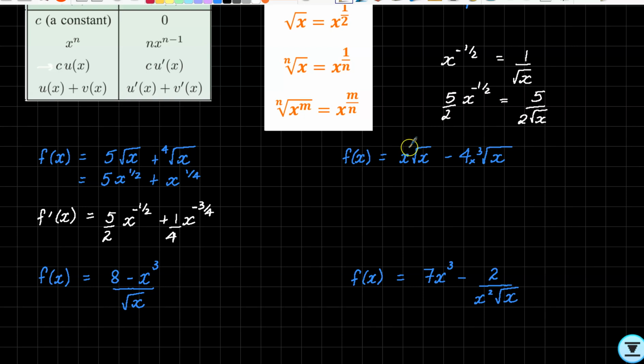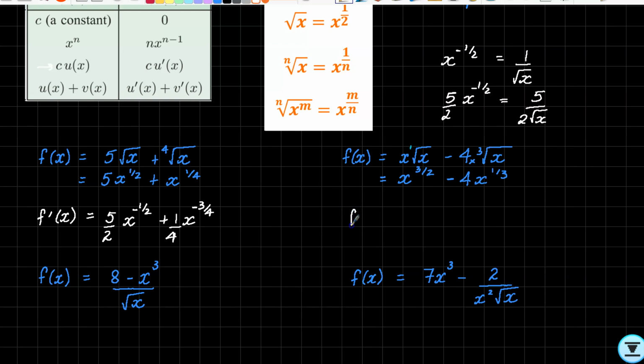Okay, now we come to the next one. When we see this, I'm seeing that as an x to the 1. Okay, so when I am simplifying, I'm timesing by the same base, so I've got x to the 1 and x to the half. So I add the powers, 1 plus a half is 3 over 2. And this one will be 4x to the 1/3. Now let's differentiate from left to right.